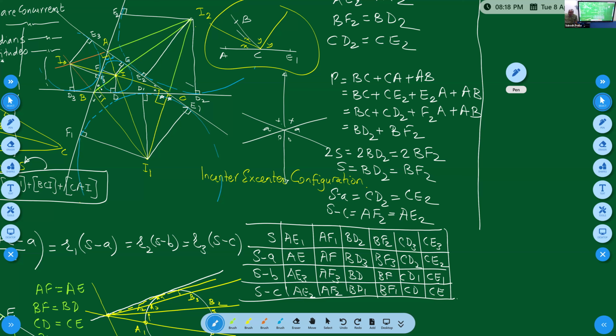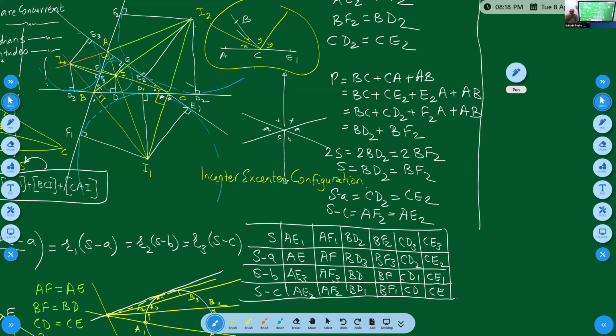D, E, F are the points where the incircle touches, correct? So if you are starting from a vertex and you happen to touch the incircle, then S minus that vertex is that distance. So AF is S minus A, BF is S minus B because we are starting from B. BD is S minus B, CD is S minus C, CE is S minus C. So if it is the incircle, from the vertex you are starting, S minus that vertex. Of course, we will not write capital C, we will write small c. That is the distance as far as the incircle is concerned.